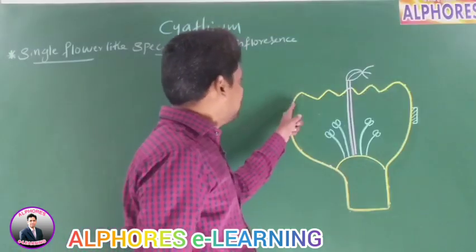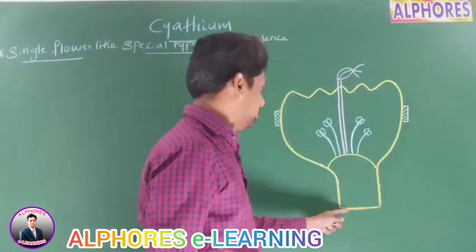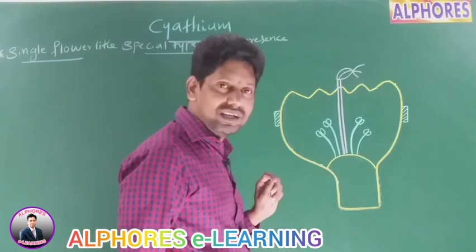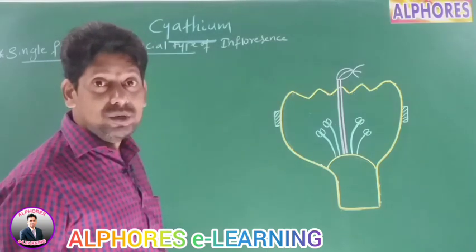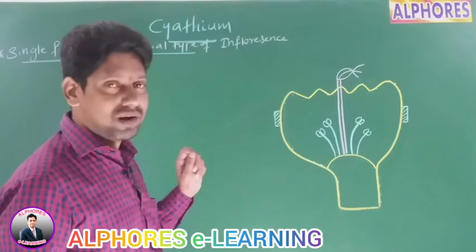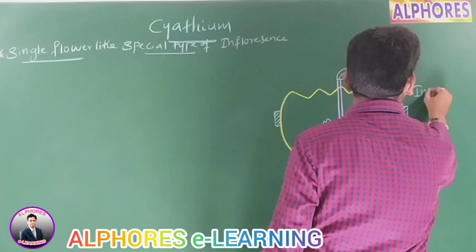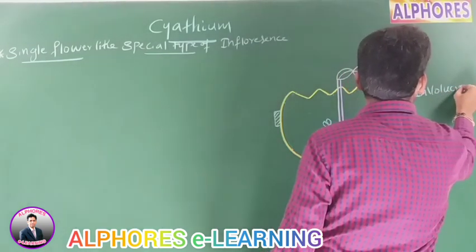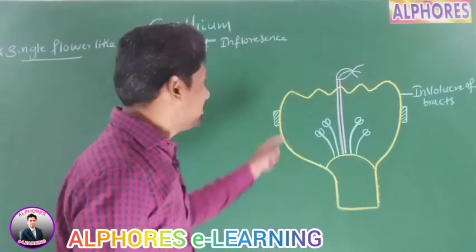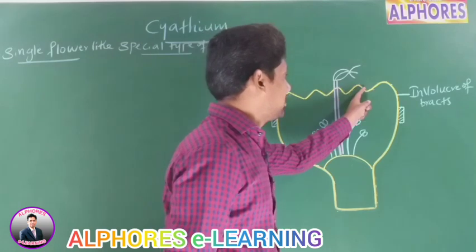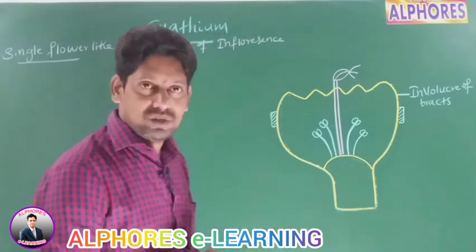In this diagram, this yellow part that I have drawn here is a cup-like structure. Who formed this cup-like structure? An involucre of bracts. The involucre of bracts forms this cup-like structure. This is the cup. Who formed this cup? The involucre of bracts.